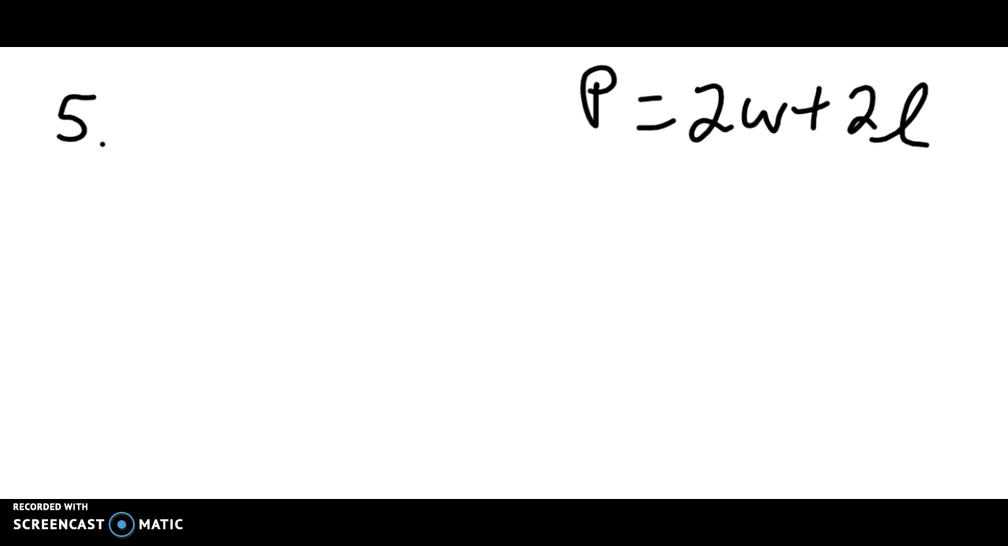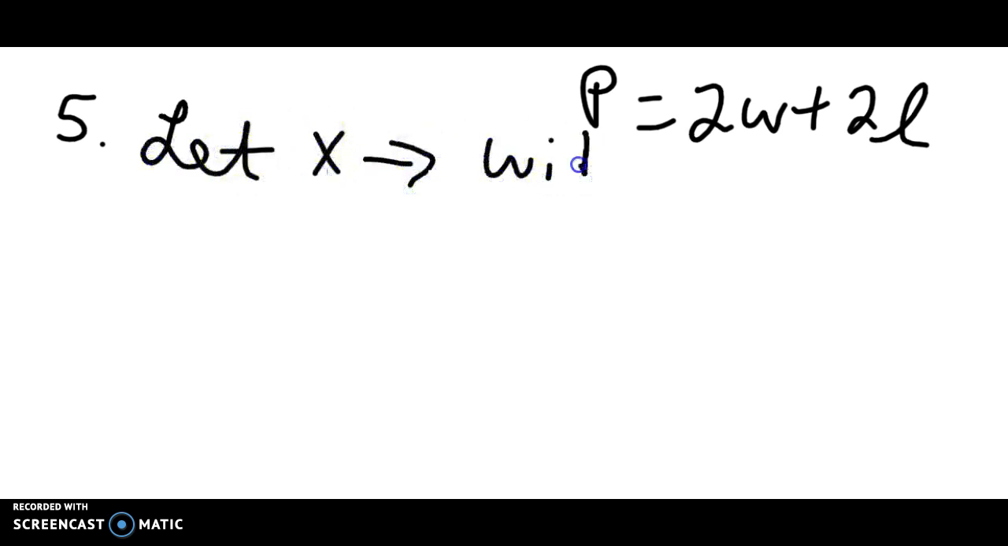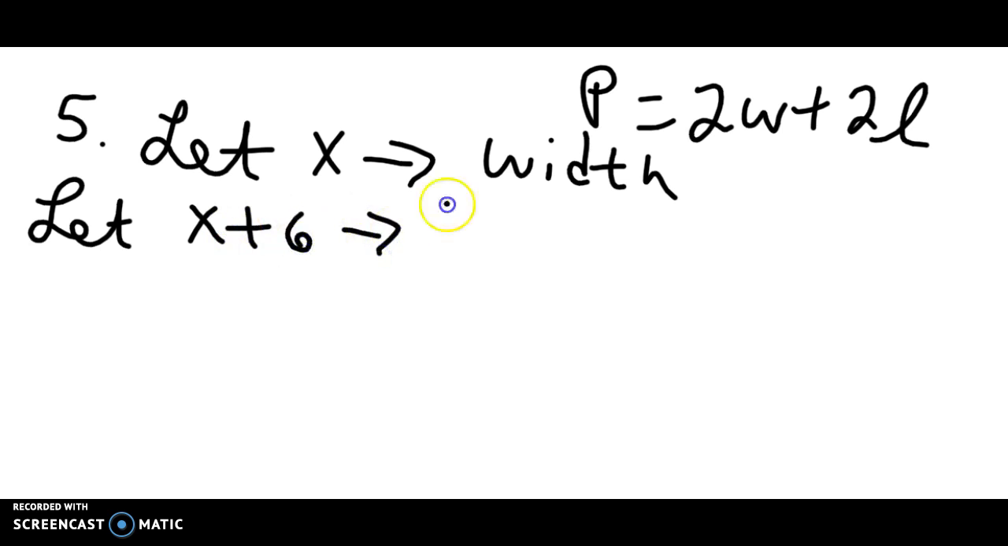So let's read it. It says the length of a rectangle is 6 inches more than its width. Well, we don't know what the width is, so we need to assign a variable to that. So let's say let x is equal to that width. Now I'll read the rest of it. The length is 6 inches more than its width. So that's your length.